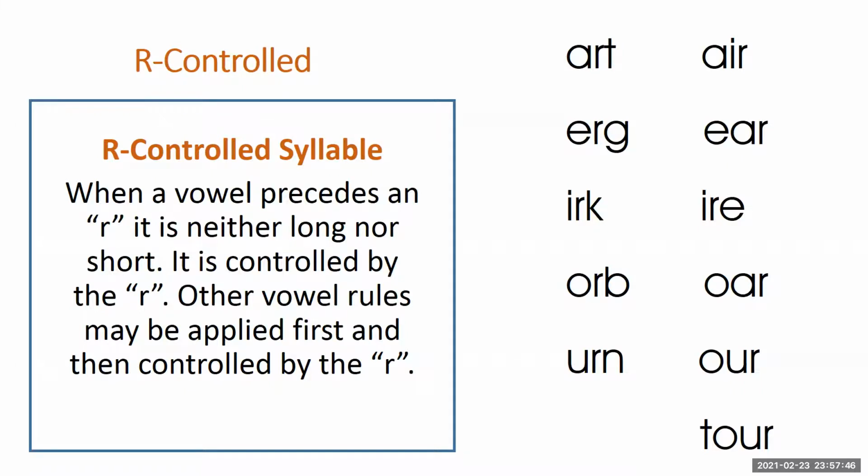Ear. The next one, the silent E rule applies. The silent E at the end turns the I into a long vowel, ire. The next one, the O and the A create a long O sound, oar. And on the OU sound, OU says ow, ow, ow. So you apply that rule first and then add the R, hour, hour. Similarly, the OU is going to say an oo in this word, and you're going to say tour.